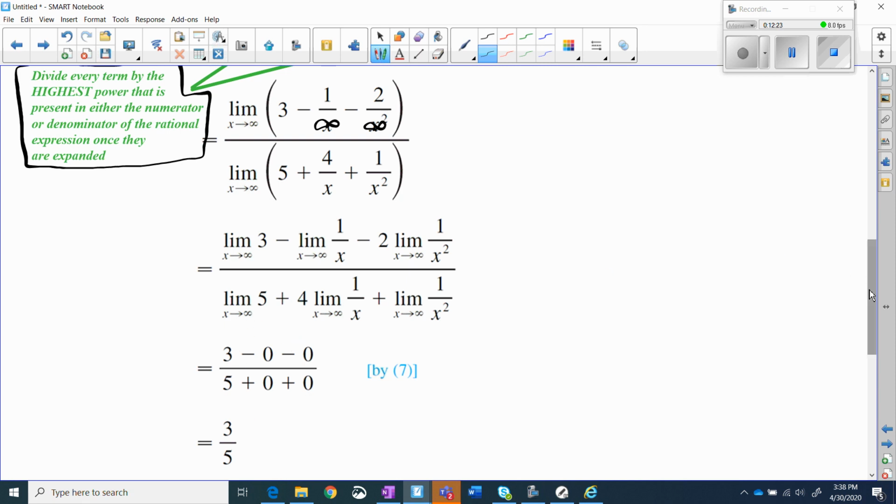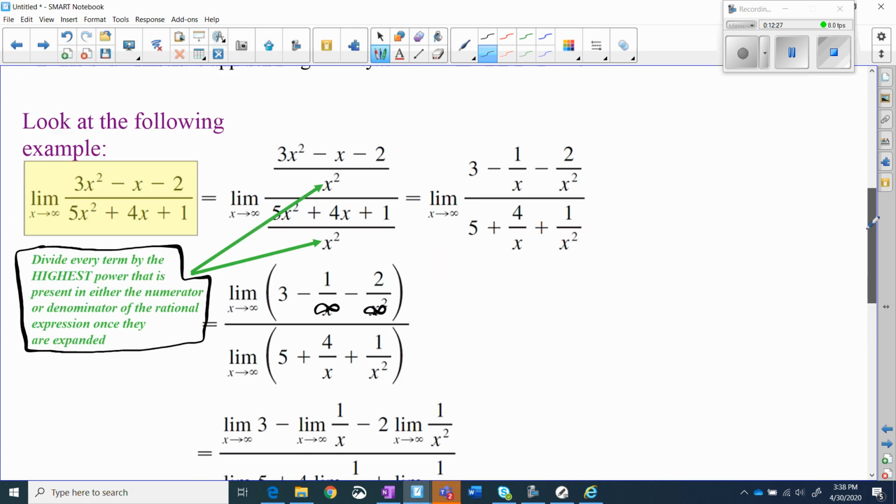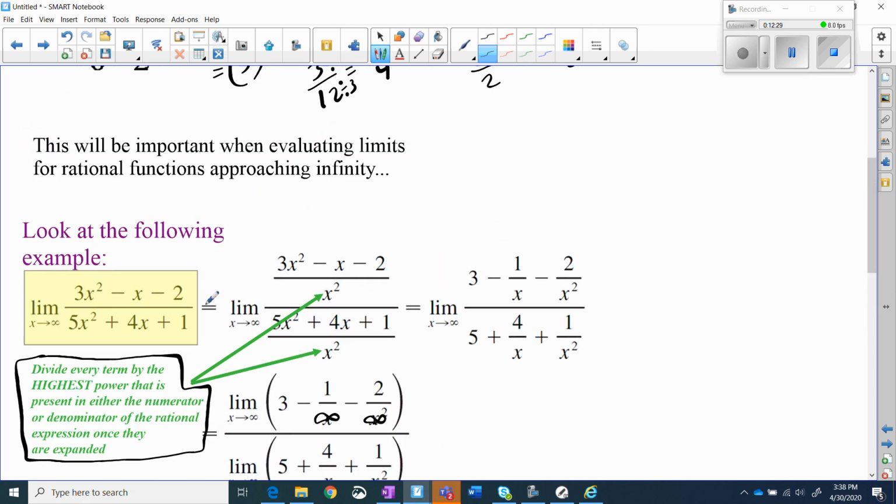Now, students will often say, oh, that's a neat little strategy, I'm going to use that all the time. It only is useful for rational expressions where the variable is approaching infinity or negative infinity. If x is approaching 6, this isn't going to help you any. But because it's approaching infinity or negative infinity, this is a strategy that works very nicely.